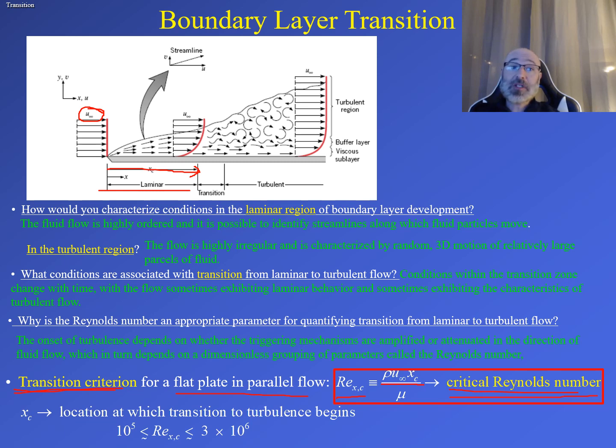For our specific example, we're looking at a flat plate and parallel flow. Just a side note here, this x sub c goes up to this point right here. This is our x sub c, and this is the location at which the transition to turbulence begins. So this is our relationship as we look at our problem here. For a critical Reynolds number for a flat plate and parallel flow, we have that this would be greater than 10 to the 5th, but less than 3 times 10 to the 6th.